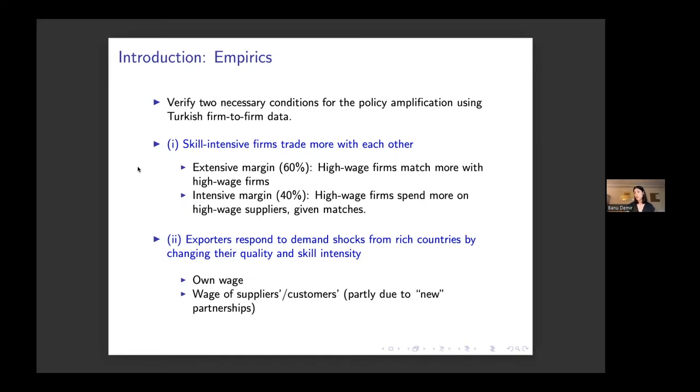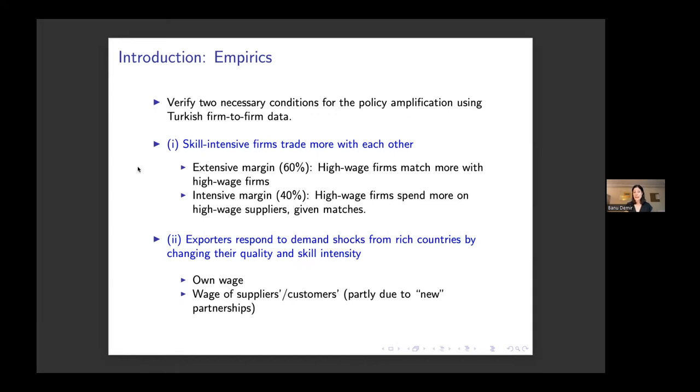There are two channels that could generate this result. On the one hand, high wage firms might be more likely to match with high wage firms. This is what we call the extensive margin of sorting. Or maybe everyone is matching with the same set of firms, but given the same matches, high-wage firms might be spending relatively more on their high-wage suppliers. This is what we call the intensive margin of sorting. And in the data, we find that both channels are quantitatively important, with the extensive margin contributing about 60% to the overall correlation between buyer and supplier wages. So this is the first necessary condition for this amplification.